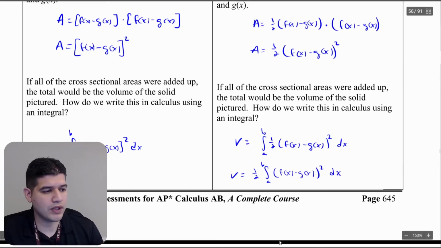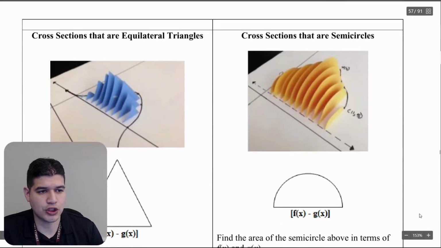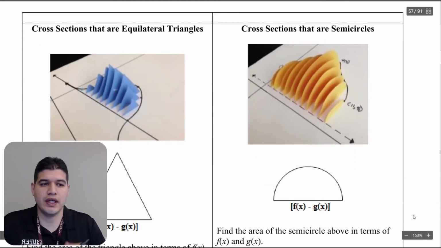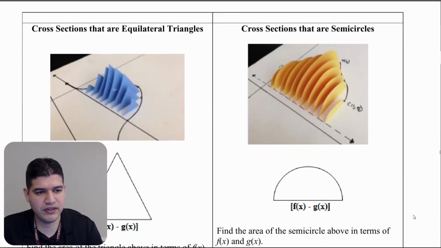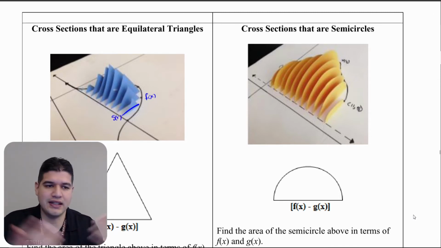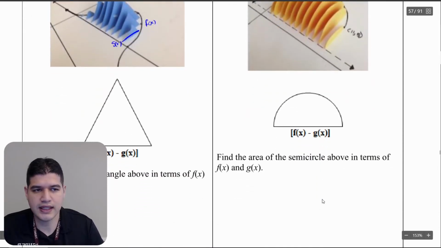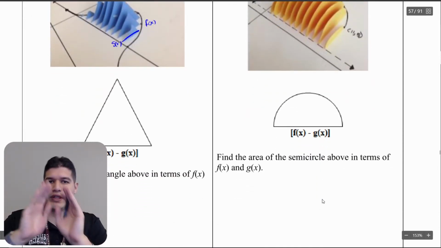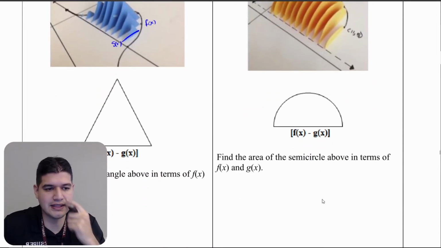All right, now we're going to look at another triangle, the equilateral triangle. Again, we can figure out the length of the base because we have our upper function f of x and our lower function g of x. In this picture, the base is along the x-axis. If we look straight from the side, we see this equilateral triangle.